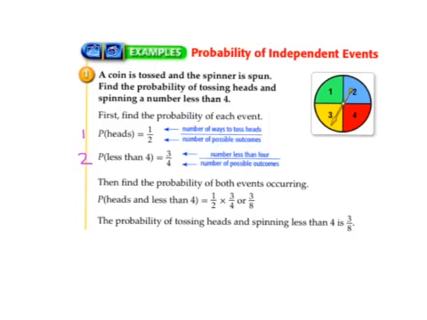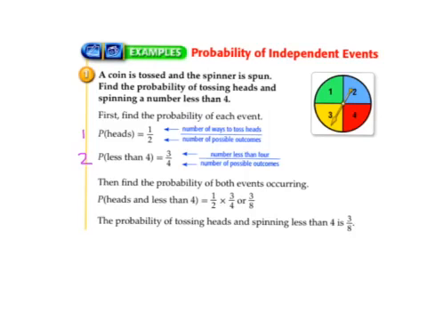The probability of flipping a coin and landing on heads is 1 out of 2 because there's one head out of two sides on that coin. The probability of spinning this spinner to the right and landing on a number less than 4 would be 3 out of 4 because there are 3 numbers less than 4 and 4 numbers altogether.